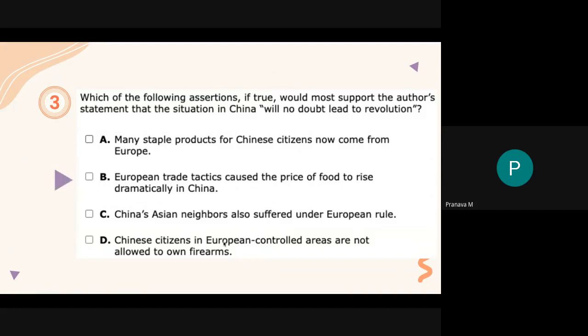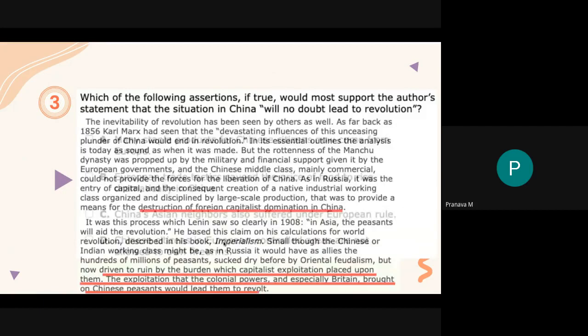So B is talking about how revolution is a means of destruction of foreign capitalist domination, and how the peasants are rising up because they're driven to ruin by capitalist exploitation, of which a rise in prices could be one example.